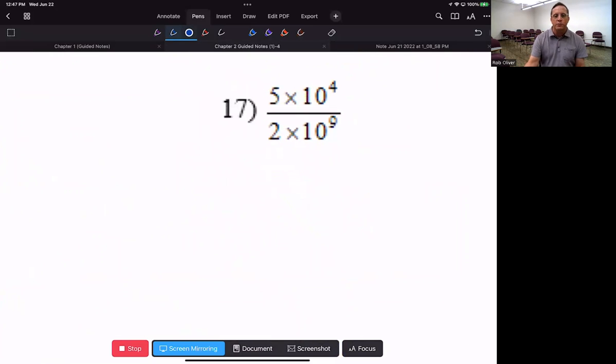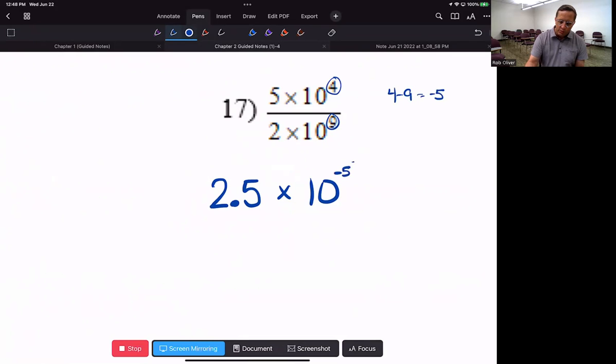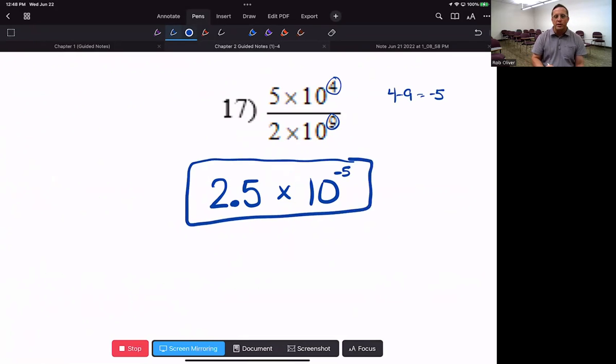All right, number 17. When you do 5 divided by 2, that's 2.5. And apply the quotient rule here. Now, when you do 4 minus 9, that's -5. And that is okay. This is one of the examples here where it's okay to leave the exponent in negative form. So you do want to leave it in negative form. If you change it to like 1 over 10 to the 5th, mathematically it's not wrong, but scientific notation wise, we don't want it to look like that. We want it to look just like it is right now.